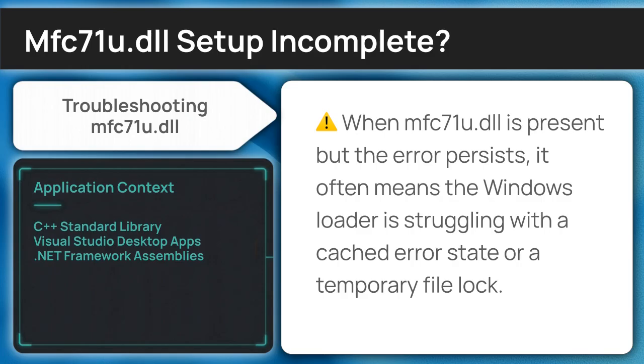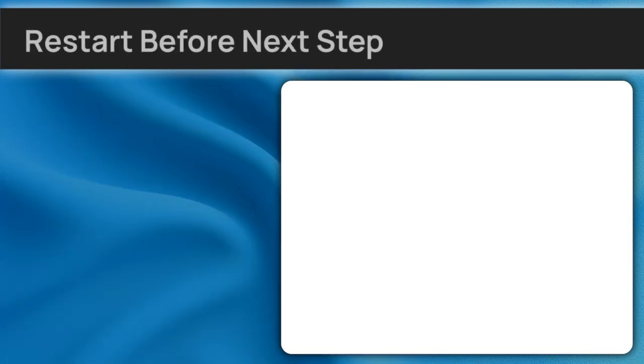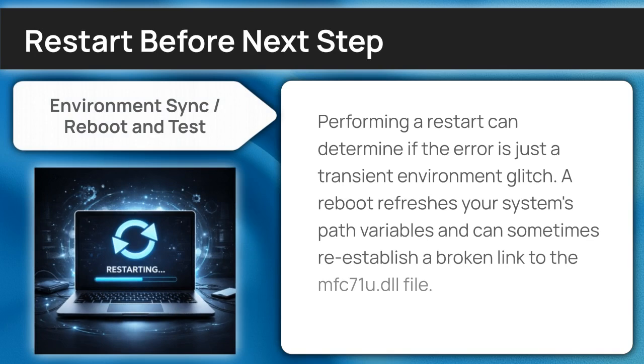If you're still finding yourself stuck after the reinstall, our next priority is to check for any active blocks in the system path. A full system restart ensures that no background processes are currently locking the Mfc71 Unicode file. A fresh boot allows Windows to reinitialize its library map from a clean state.